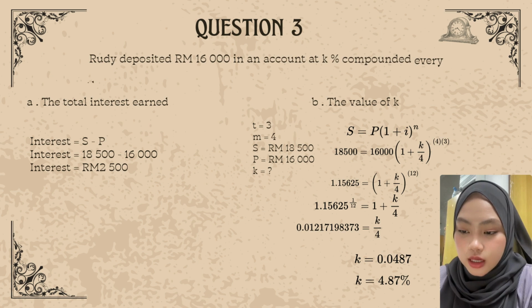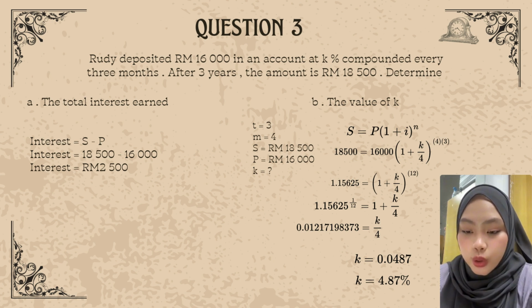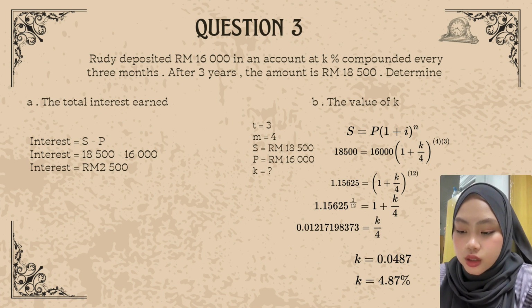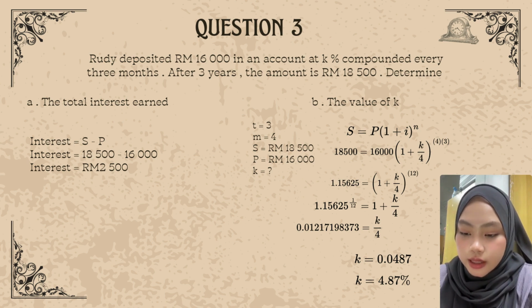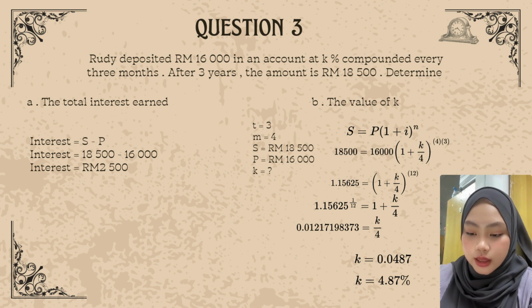So question 3, part A, determining the total interest earned. To solve part A, which is to determine the total interest earned, we calculate the difference between the final amount, which is the future value, and the initial amount, which is the principal. So the question is, Rudy deposits 16,000 ringgit and after 3 years, the amount grew to 18,500 ringgit. The interest earned, denoted as I, is the final amount S minus the principal P. By calculating 18,500 minus 16,000, we find the total interest earned is 2,500 ringgit.